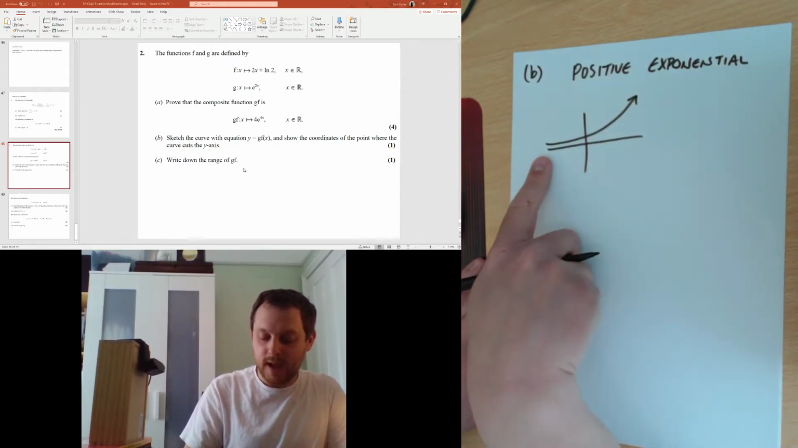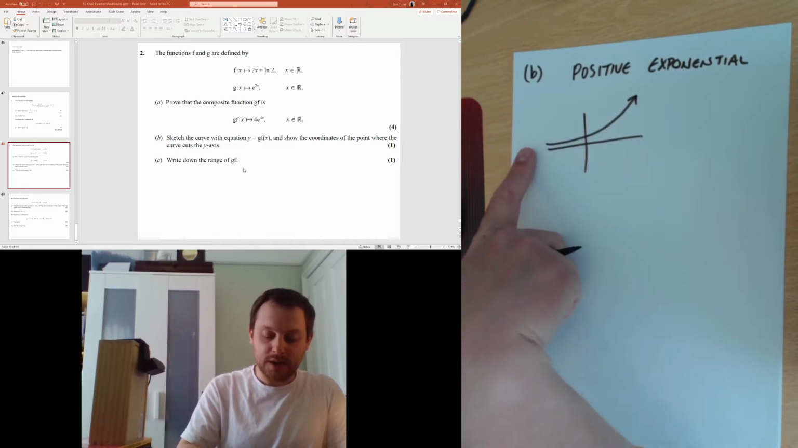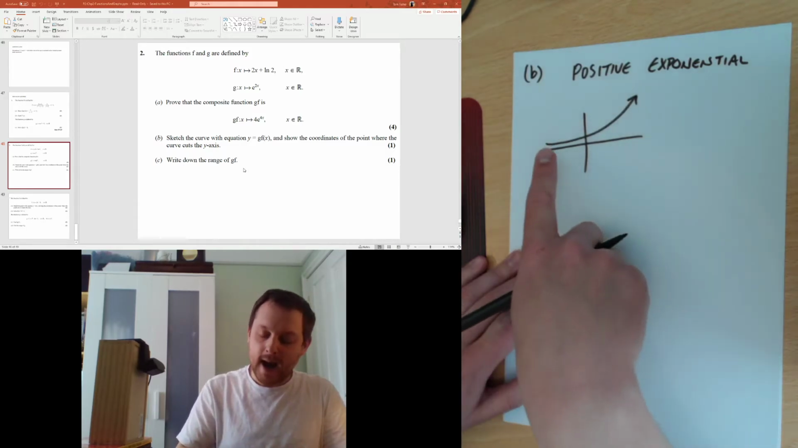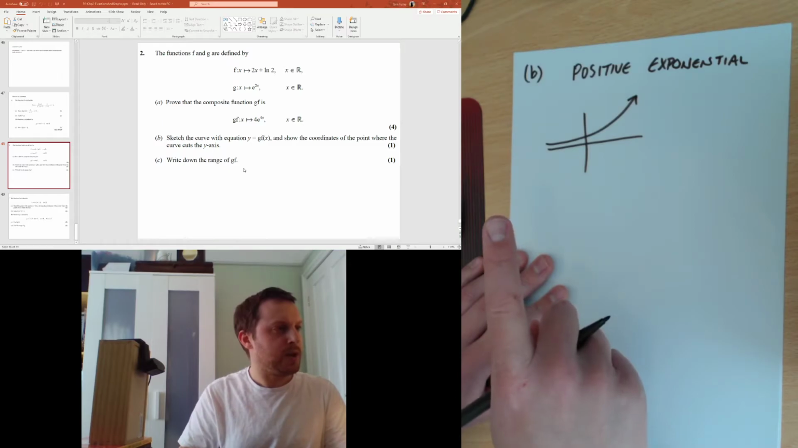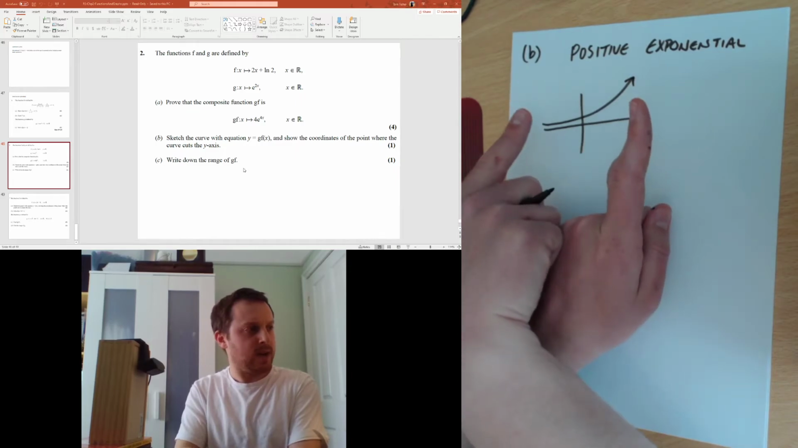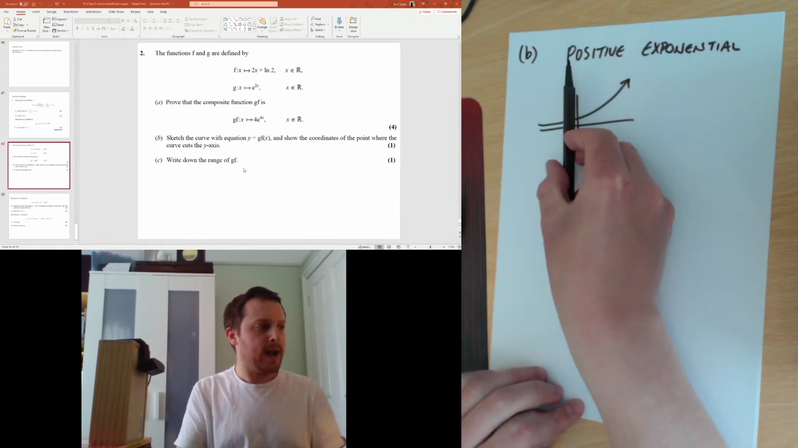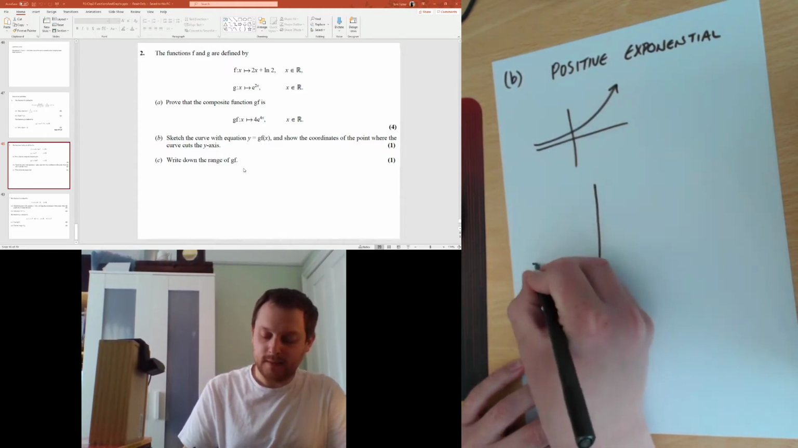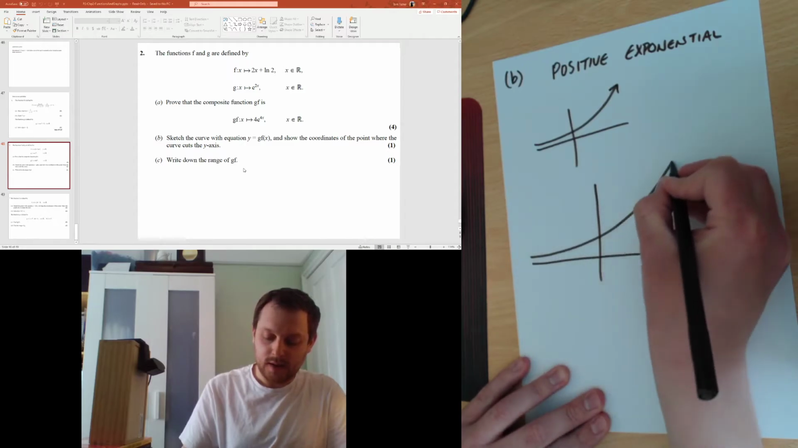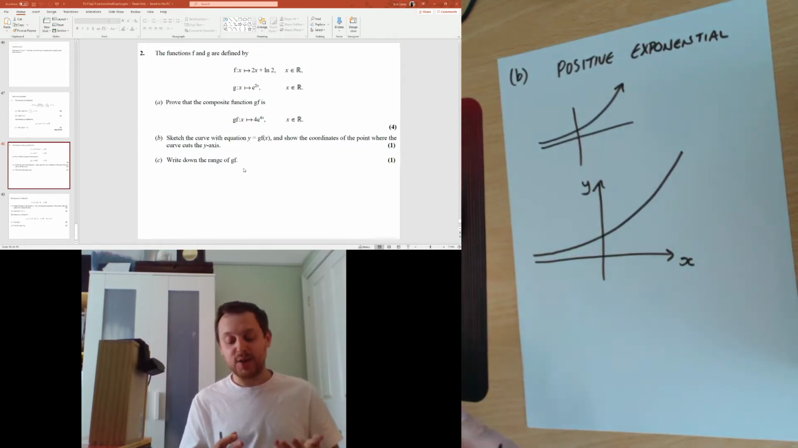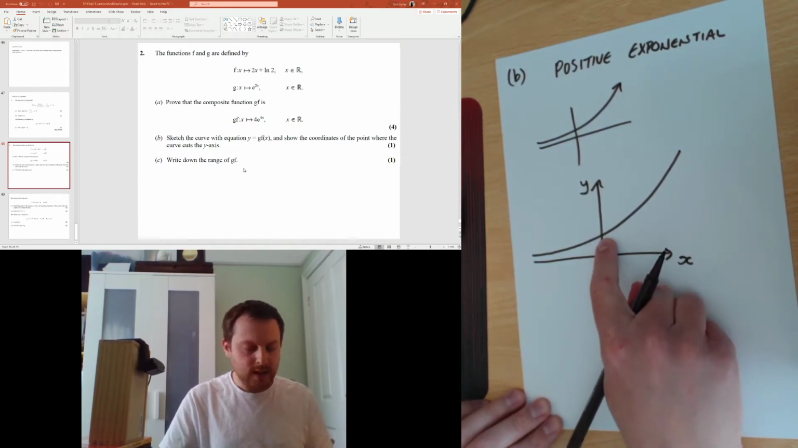So it starts off very small, getting closer and closer to the x-axis but never crossing it, and then starts to shoot off. So it looks like this. A negative exponential literally just looks like that, with a mirror image flipped in the y-axis. So the general sketch is literally just this. I'm basically done, except I need to work out this coordinate here.